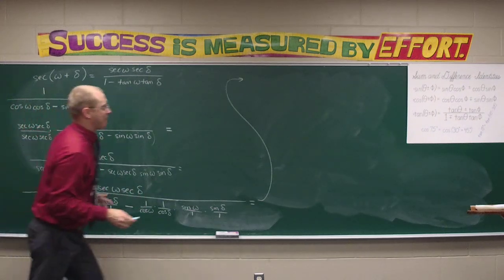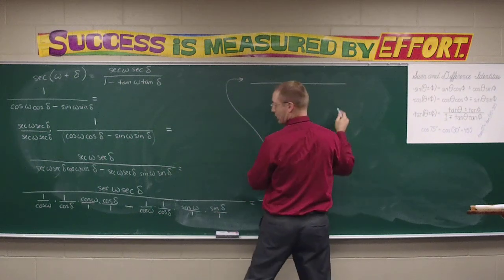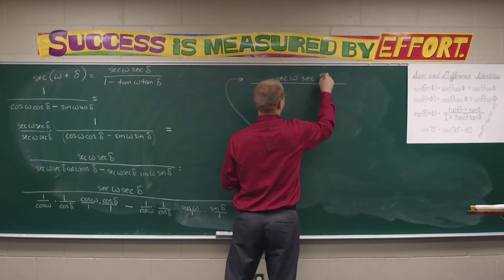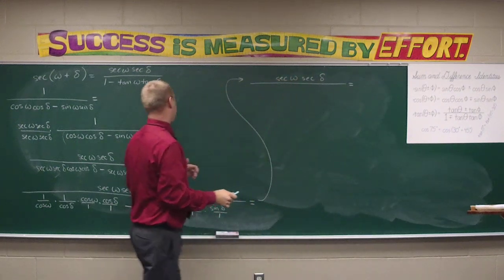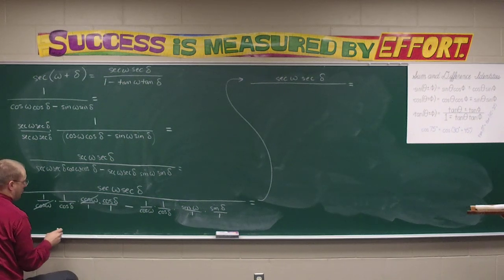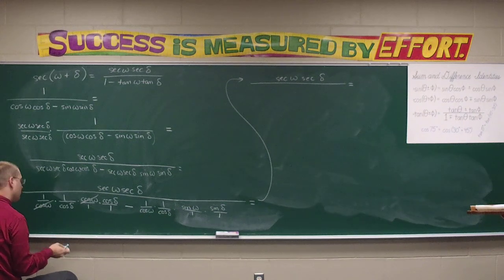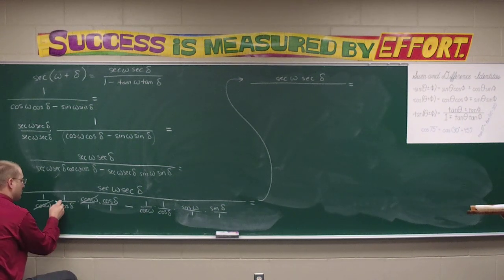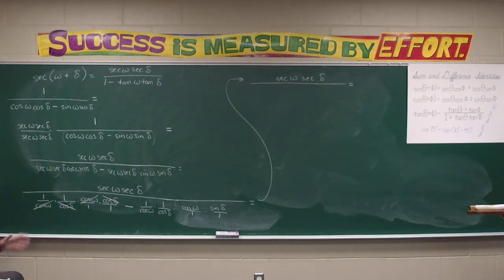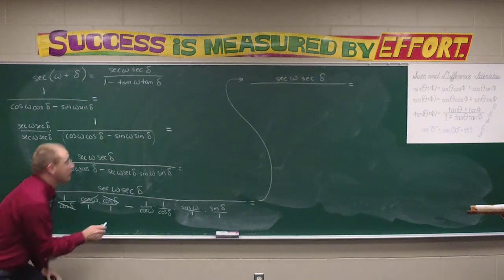Thoughts? The numerator again, I'm not going to mess with the numerator. I love my numerator because it's exactly what they're asking us for. But the denominator, thoughts, Chris? Cosine omegas cancel. Cancel the cosine deltas. And so this entire term becomes 1.